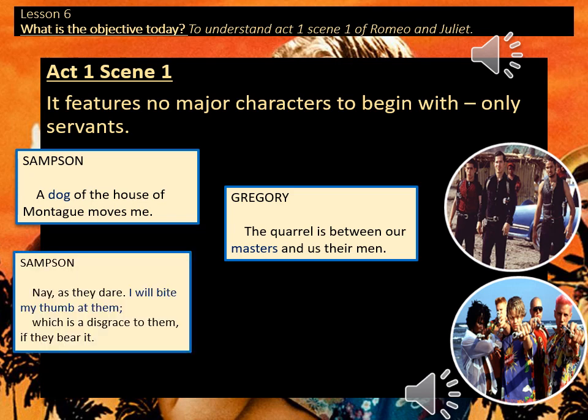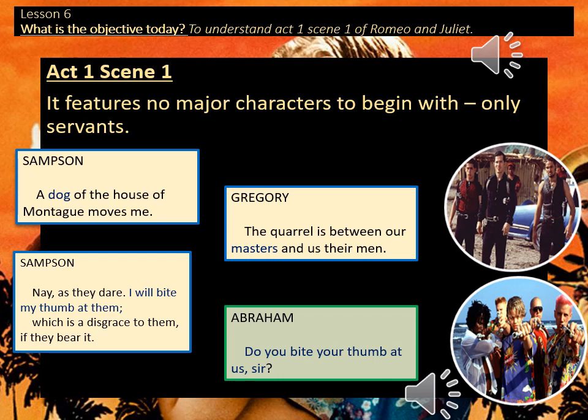Samson replies, "Nay, as they dare, I will bite my thumb at them, which is a disgrace to them if they bear it." At this point, Abraham from Team Montague notices and says, "Do you bite your thumb at us, sir?" Now, to bite your thumb at someone was a real insult at the time. So Samson has kind of baited the fight by biting his thumb at Abraham.